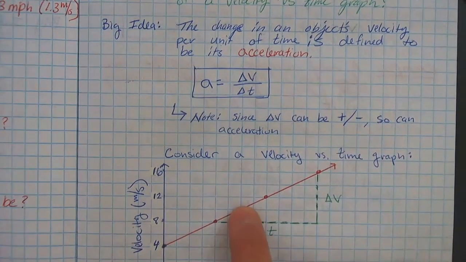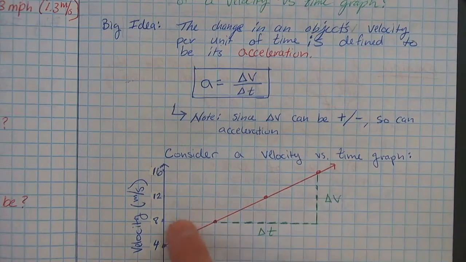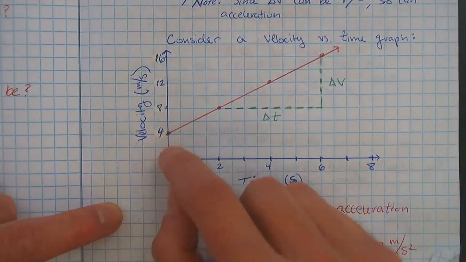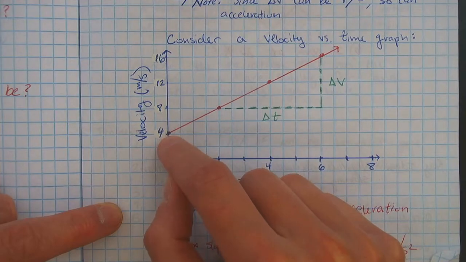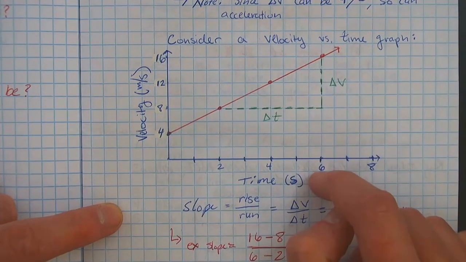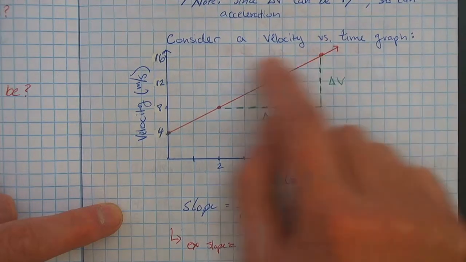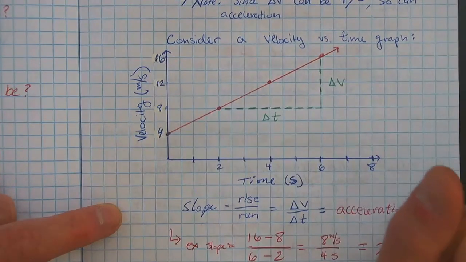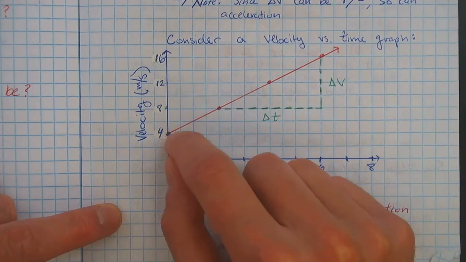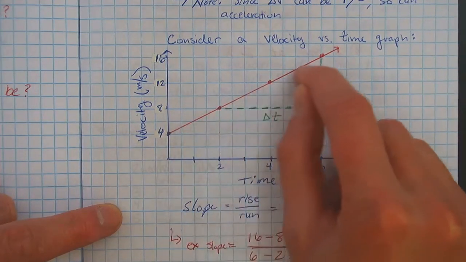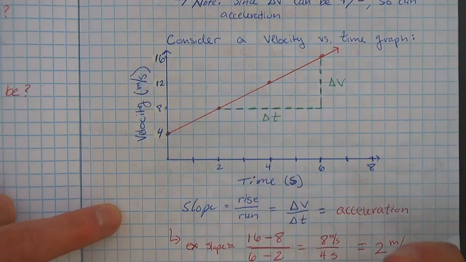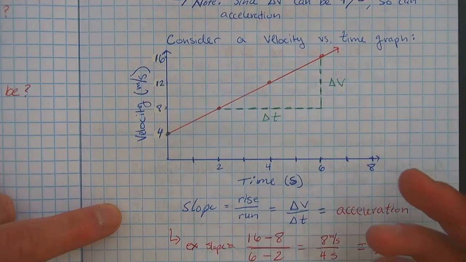Consider a velocity versus time graph for an object that's speeding up. The object starts at 4 meters per second and then increases its speed. By the time we hit 6 seconds, we're going 16 meters per second. Let's say this was the velocity of a car going 4 meters per second; they step on the accelerator and speed up to 16 meters per second. That's obviously an acceleration, obviously a speeding up.